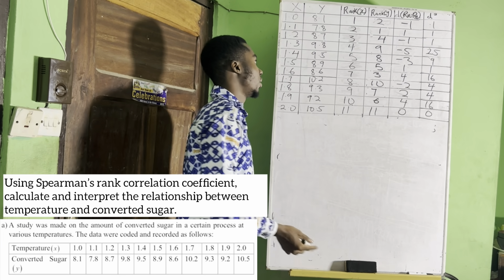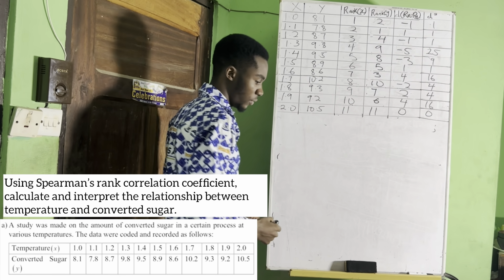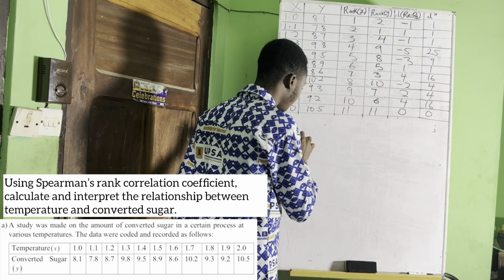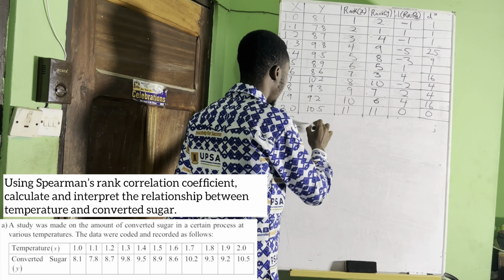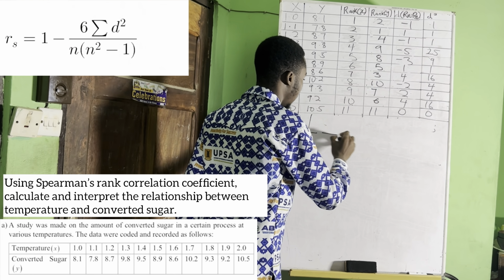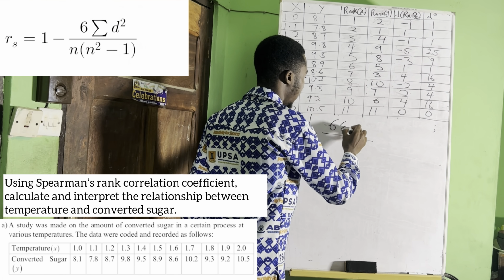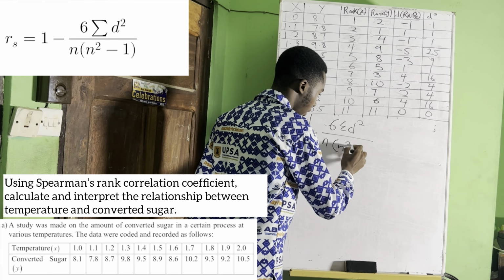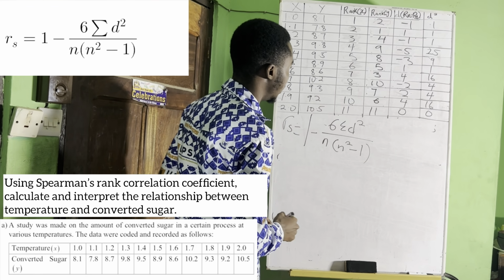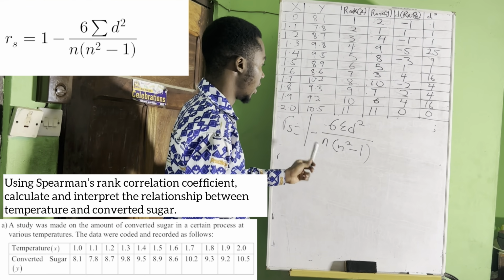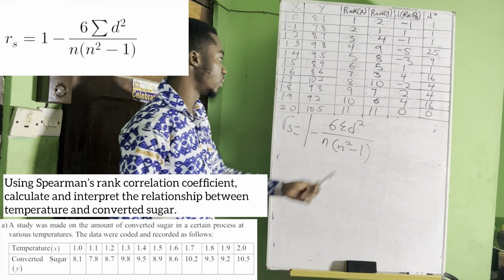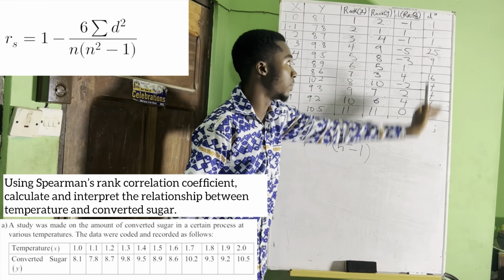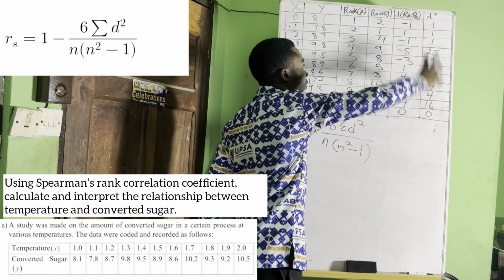You get it? Alright. Now that we found all of them, we can find our Spearman's rank correlation coefficient. The formula for it, represented by RS, is something like this. The formula is 1 minus a fraction, 6 sigma D squared over N into brackets N squared minus 1, right? So this is the general formula for it. You get it? It's because of the sigma D squared that we had to find all this. Sigma D squared means we have to add all these values.